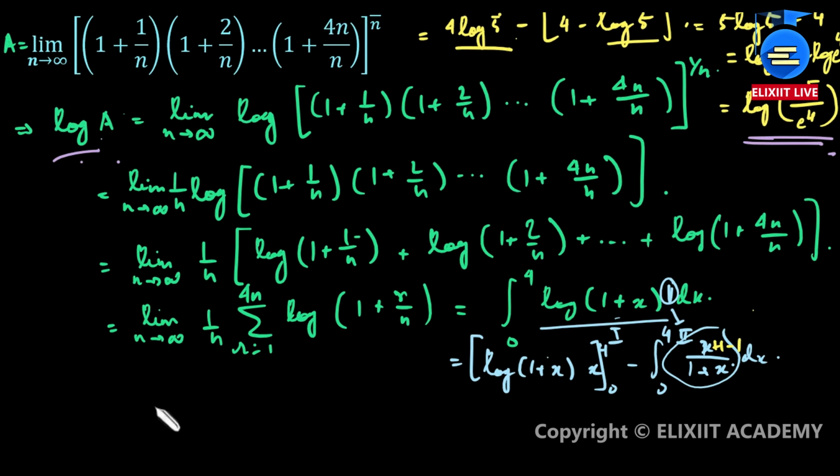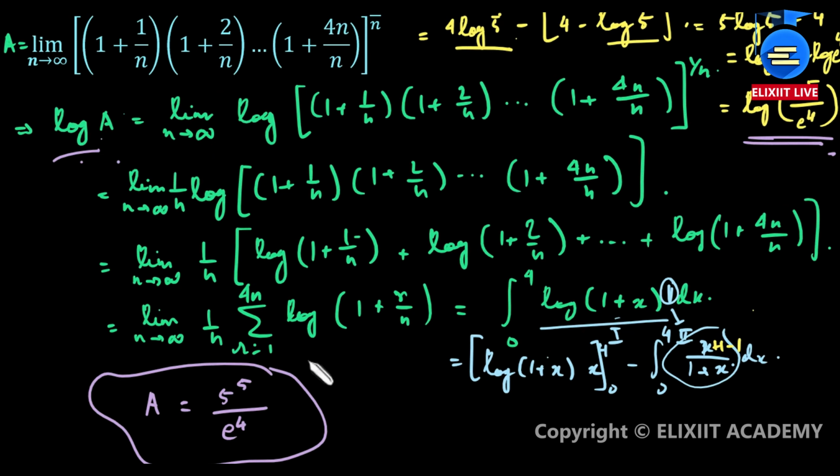Log a is this thing. So which means a will be 5 to the power 5 by e to the power 4. This is your final answer.